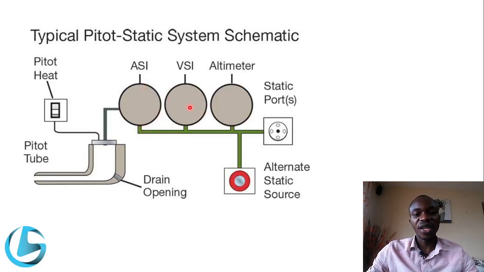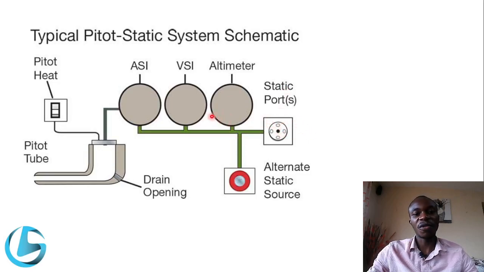And the vertical speed indicator, like we've mentioned before, indicates the rate of climb and rate of descent, and it only uses static pressure. As you can see from this diagram, it only uses pressure from the static ports to indicate the rate of climb and descent. The same with the altimeter. The altimeter also measures static pressure to indicate the altitude above sea level at which the aircraft is flying. So it also uses static ports.